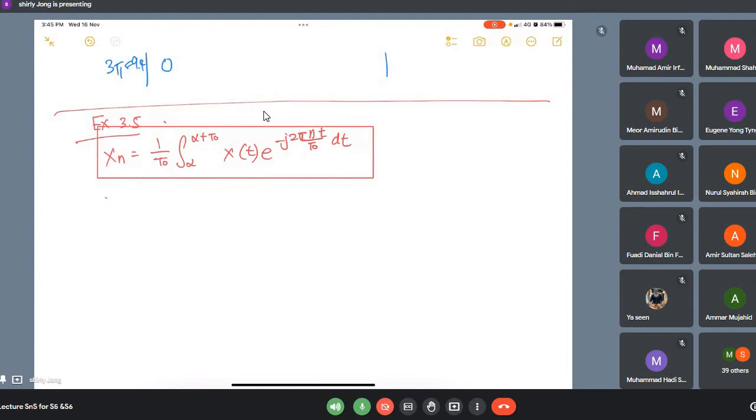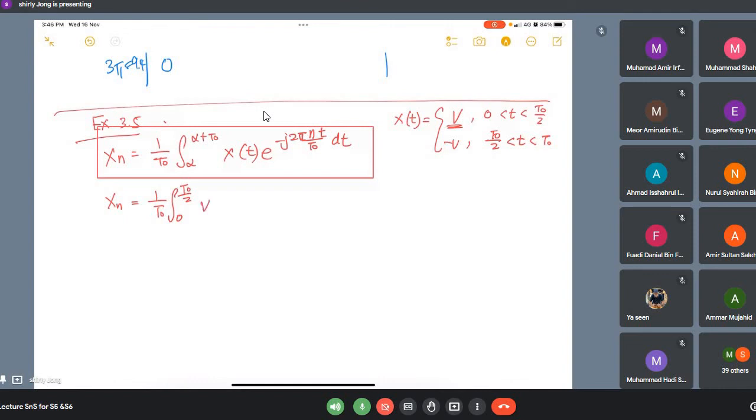Okay, so X_n equal to 1 over T naught. Okay, the question is this one. x(t) equal to V from 0 to T naught over 2, and then negative V from T naught over 2 to T naught. Okay, this is the question. So we need to follow this question. Okay, the range is from 0 to T naught over 2. Okay, the signal here is V.